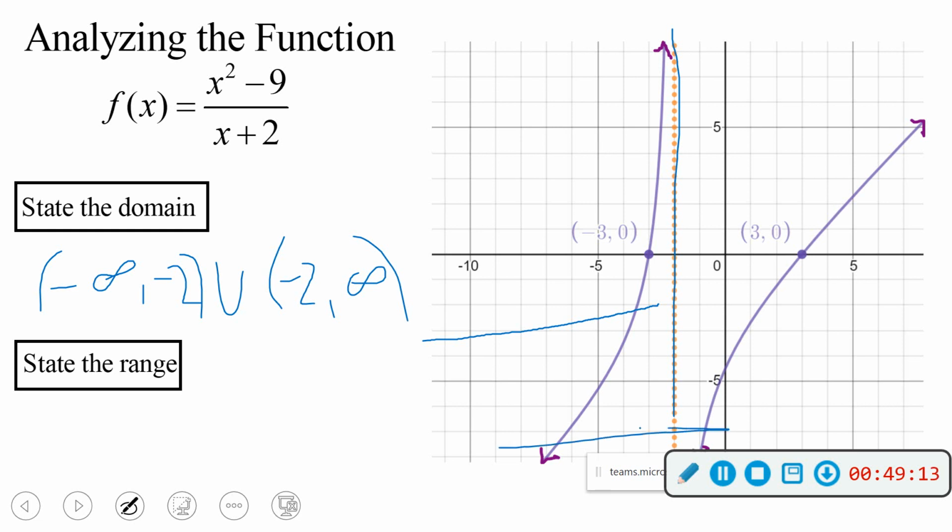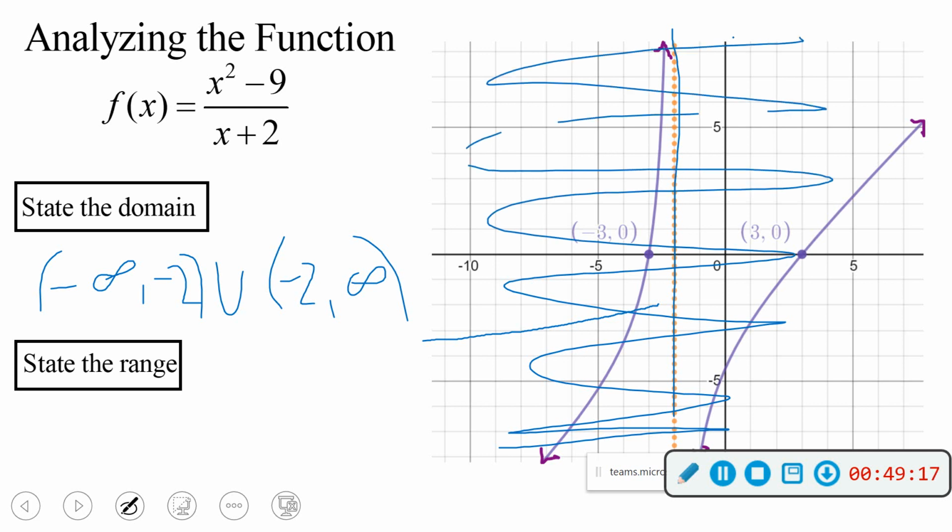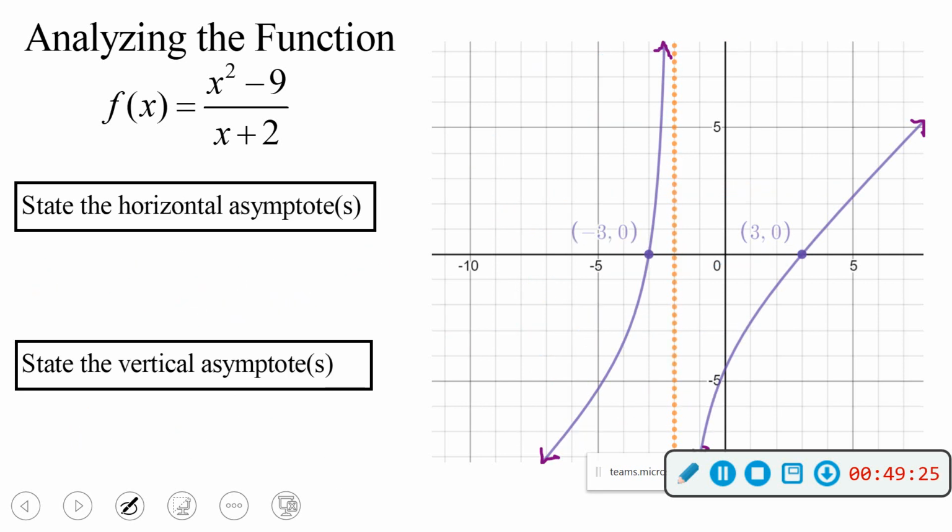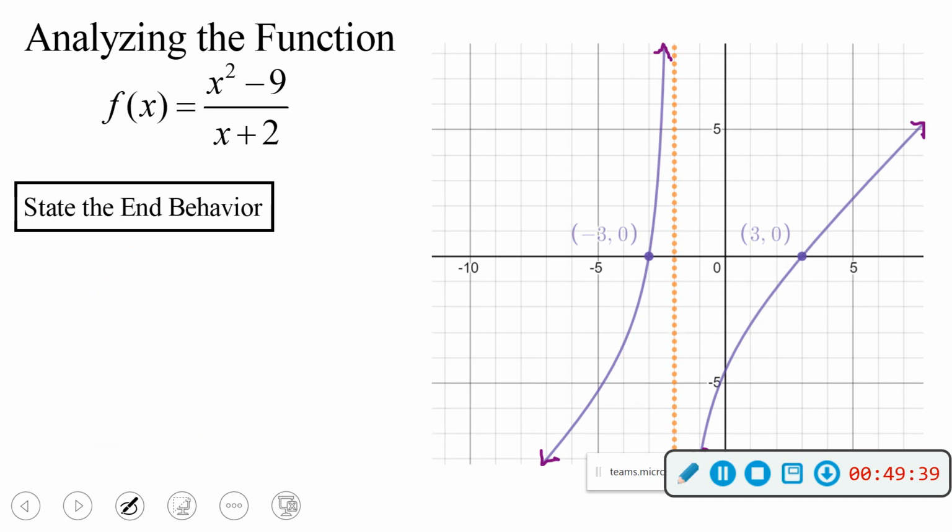What's the range? There's no limit how low it goes. Watch, there's no break. There's no limit how high it goes. So this goes from -infinity to positive infinity. There are no existing horizontal asymptotes. The vertical asymptote is at x equals -2. Yes, there's a slant asymptote, but no, I will not make you identify the exact equation of it.